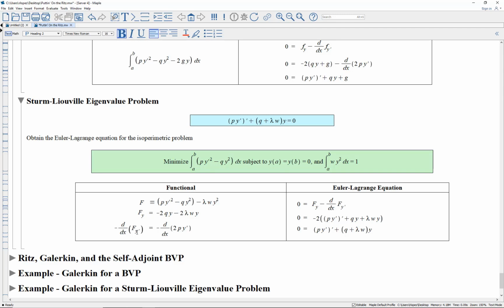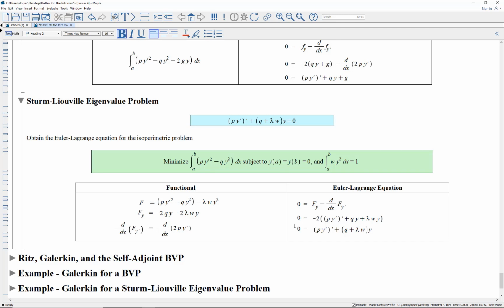Then we need to take the x derivative, put a minus sign, of the derivative of this functional with respect to y prime. And so the only place y prime appears is here. So you have 2p y prime. You're taking the x derivative and you're going to do a subtraction.